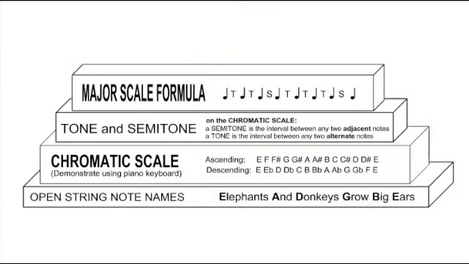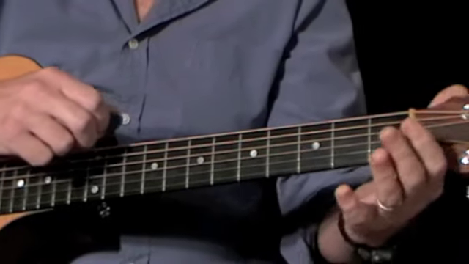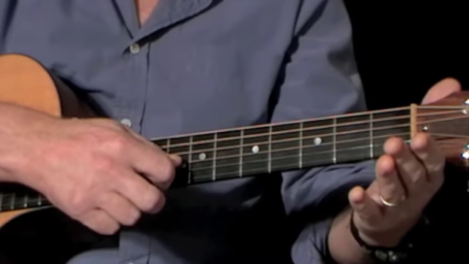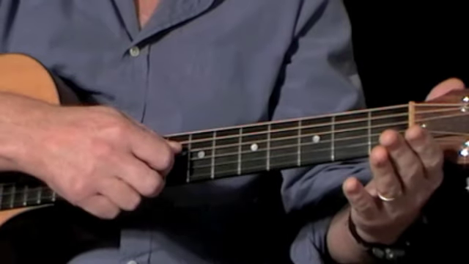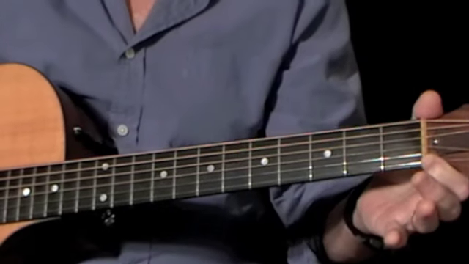Let's take a closer look at it from the bottom up. The first two levels have appeared already at various stages on our beginners and intermediate courses. They are really the two minimum pieces of knowledge required to be able to name any note anywhere on the fretboard. So we started out way back in probably lesson 1 or 2 learning the open string names. Elephants and donkeys grow big ears, E-A-D-G-B-E. That's one axis of this grid covered.